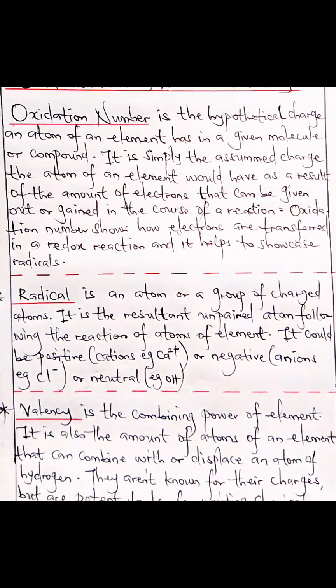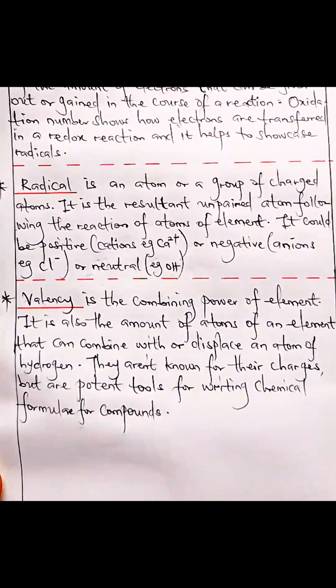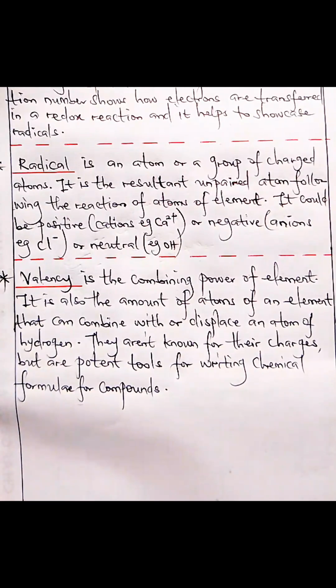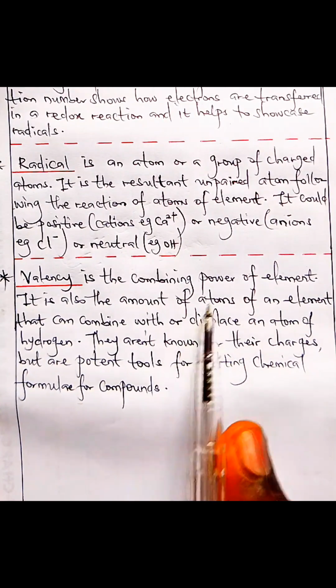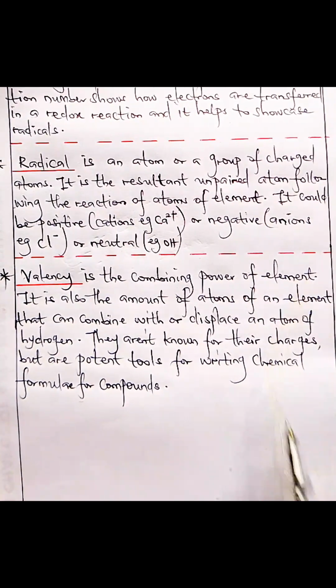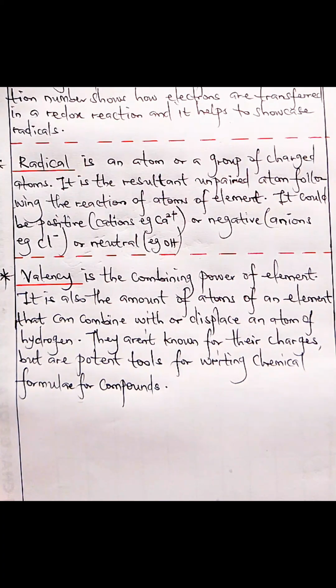So that's that for radicals. The last thing we're going to be looking at before we take a couple of calculations is what we call valency. Now, valency is the combining power of an element. When we talk about valency, you're talking about the combining power of an element. Here, we are not talking about oxidation number and radicals really, although the valencies are gotten from oxidation numbers and radicals.